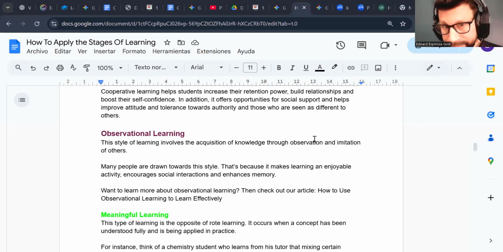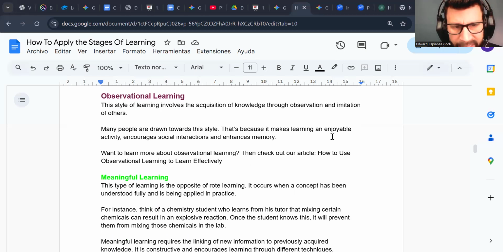Observational learning. This style of learning involves the acquisition of knowledge through observation and imitation of others. Many people are drawn towards this style, including myself, because it makes learning an enjoyable process, encouraging social interaction and enhancing memory.